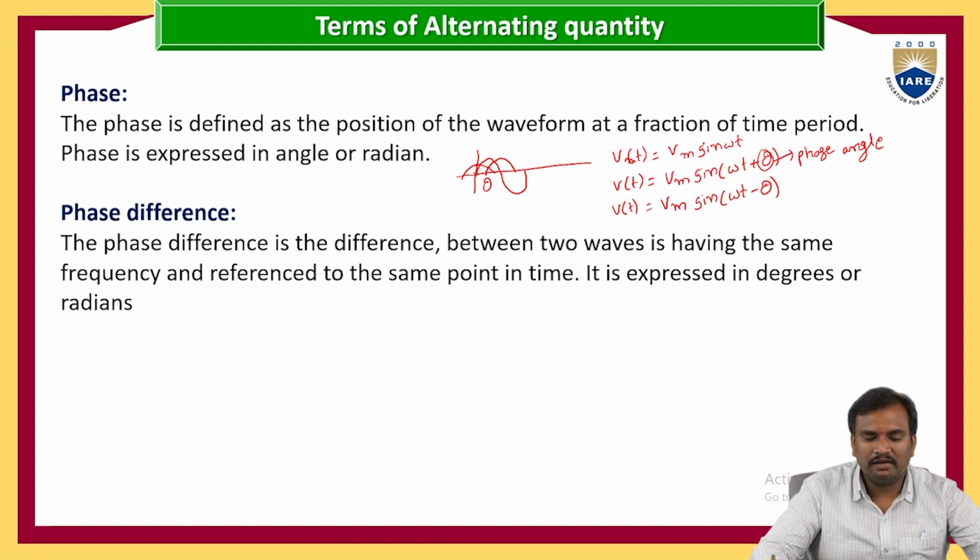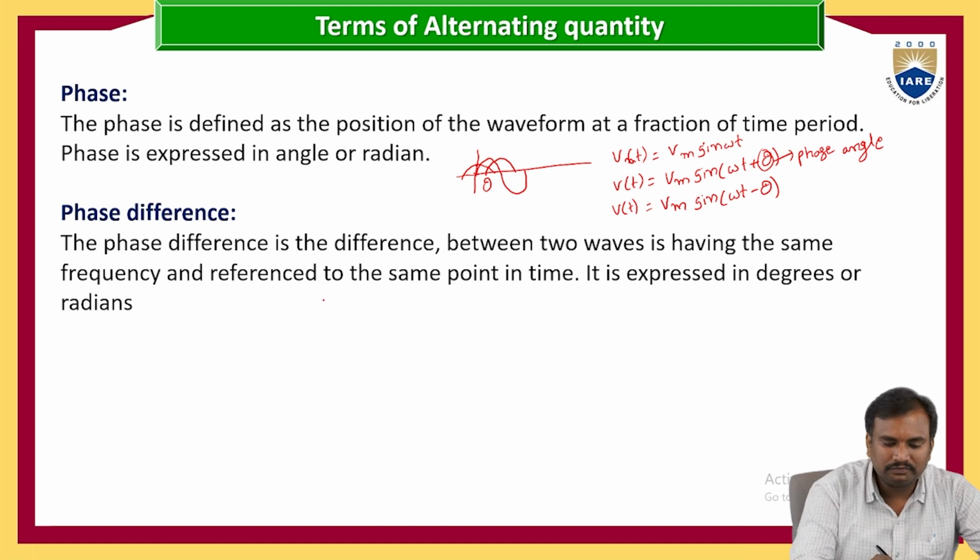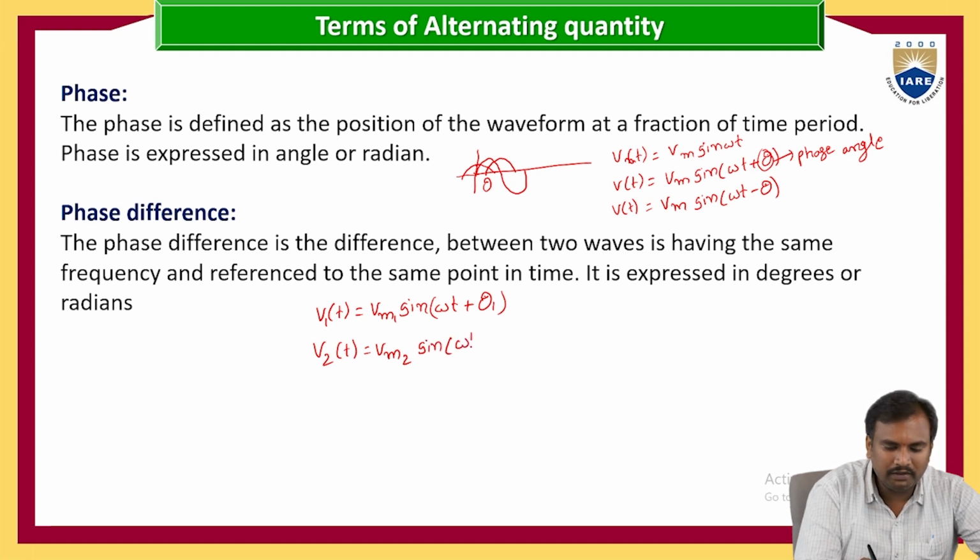Here let us take the function v of t as Vm sine omega t plus theta 1. Let us consider this as v1 of t. The next one is v2 of t is equal to Vm2 sine omega t plus theta 2. So here we have the phase angle difference, or phase difference.